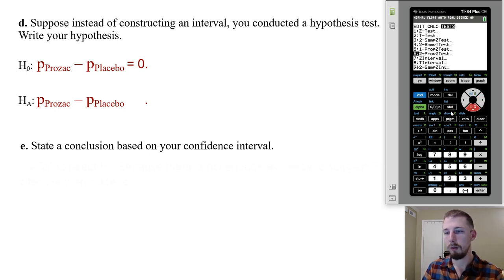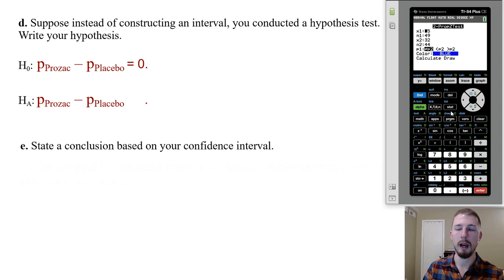Now, it's a 2 proportion Z test. The hypothesis test's p-value is based on the conditional probability that the null hypothesis is true, meaning that there is no difference between the Prozac and the placebo. So keep that in mind.